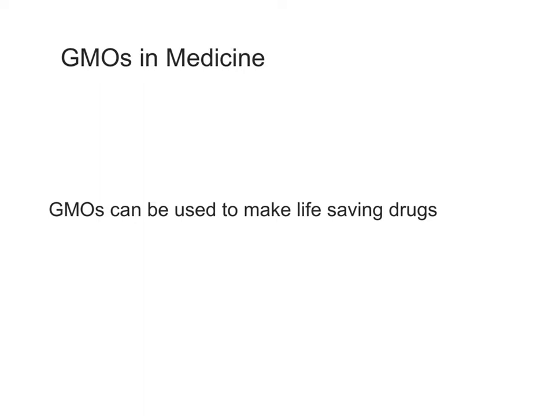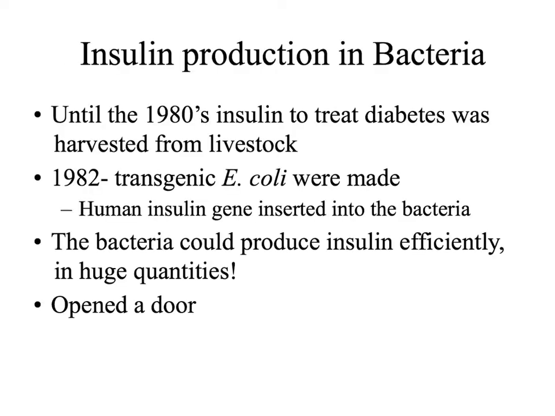A second field that GMOs have become prominent in is in medicine. GMOs can often be used to make life-saving drugs or products. Diabetes is a common disease in the United States. In diabetes, the body cannot produce insulin, a hormone that helps break down and store blood sugar. Complications from diabetes can include vascular disease, kidney damage, and nerve damage.